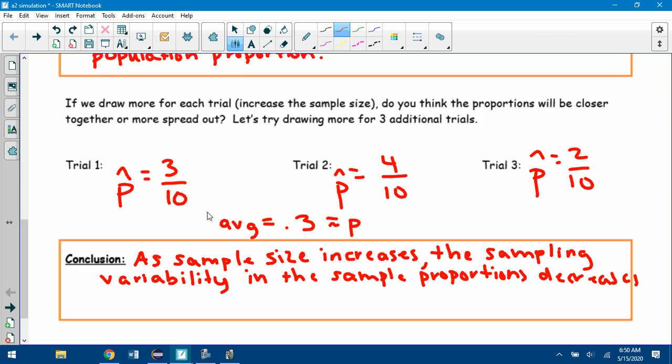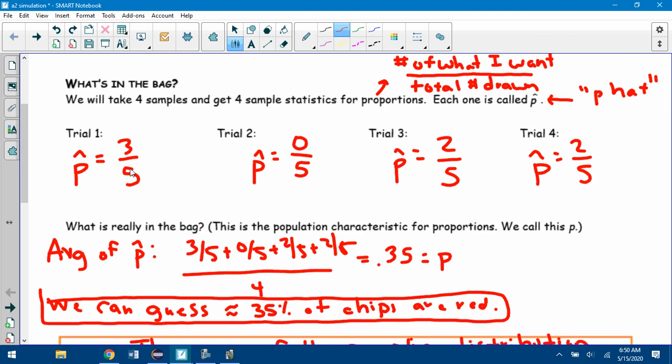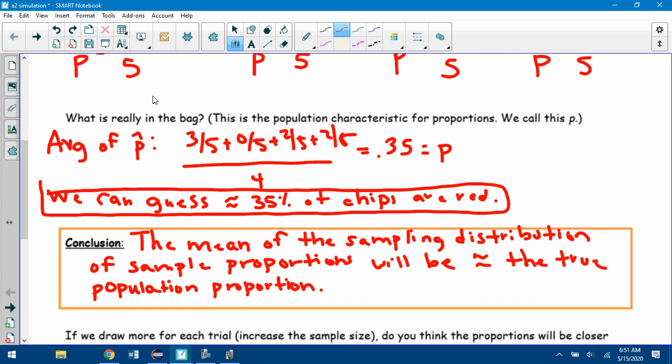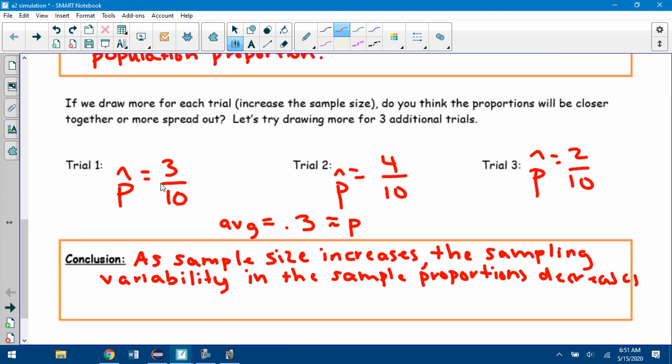So basically they're saying these values should be more clumped together. Think of this, 0.6 to 0, that's a huge variability, it's a huge difference, 60% to 0%. 30% to 40% to 20%, less huge. And if I took 100 chips out, it would be even less huge. And the average of them all should be closer to the true population proportion.